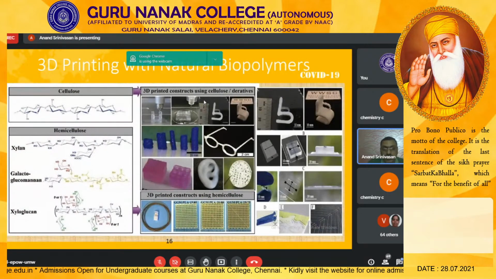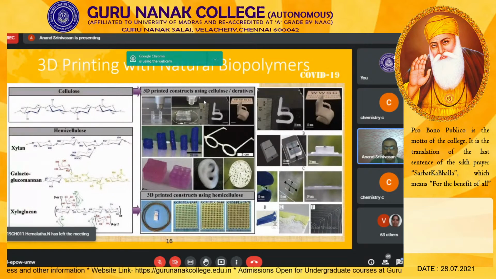Students can think about it. The biopolymers can be 3D printed. As of now, the market makes use of polylactic acid, polyamides, polyurethane. These are all some of the biopolymers which can be 3D printed. Actually, 3D printing is mainly used for producing complex articles.